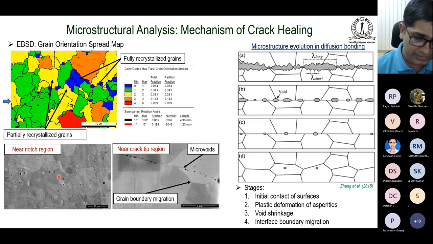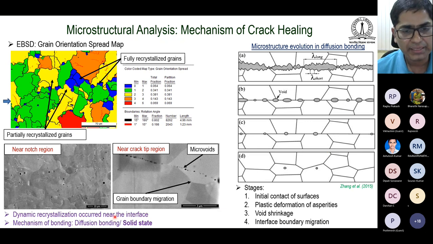In these different regions, we think the diffusion bonding process will be faster, which is actually happening near the notch region. We can see that the voids are not that well seen here, right? And even if you see some voids, they are well within the grains, right? So this has healed earlier, this has healed later, and we can see the evidence of what we see in this schematic. So we think that this process is diffusion bonding. This is a solid state bonding. There is no liquefaction whatsoever that we see anywhere in this.